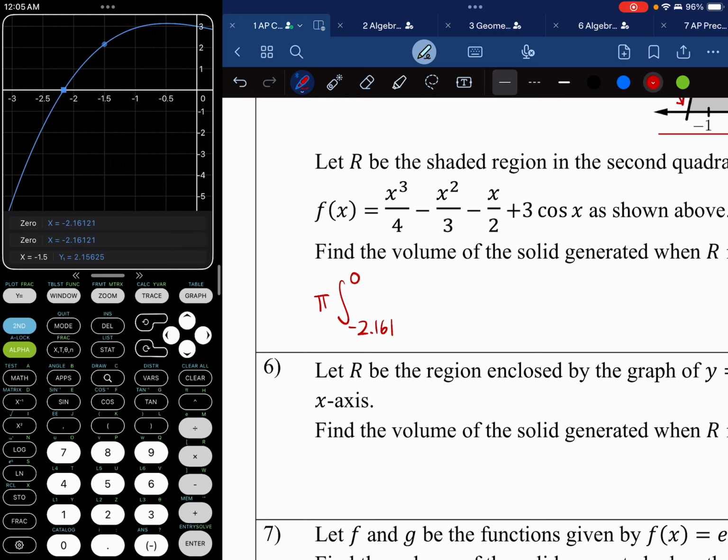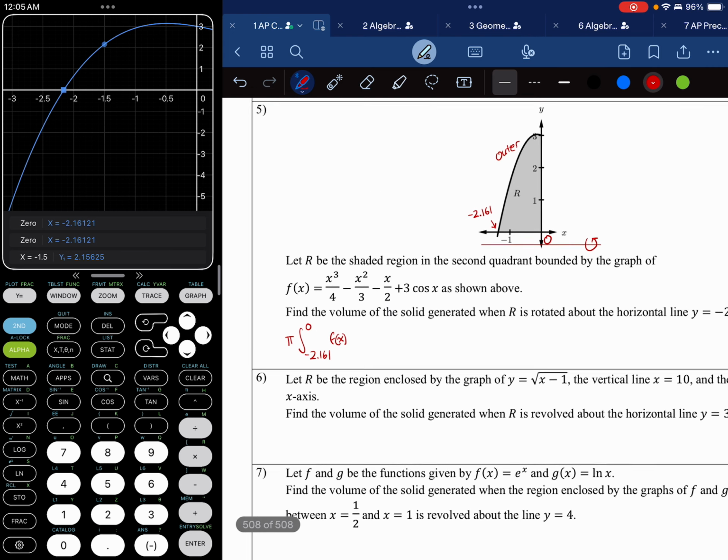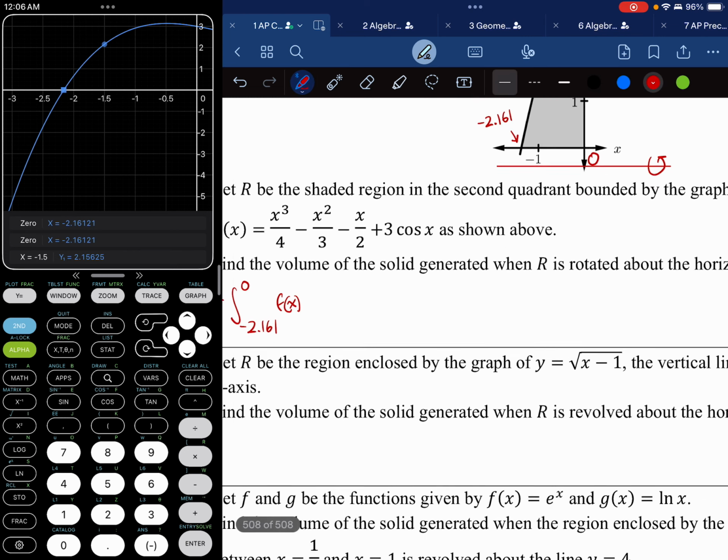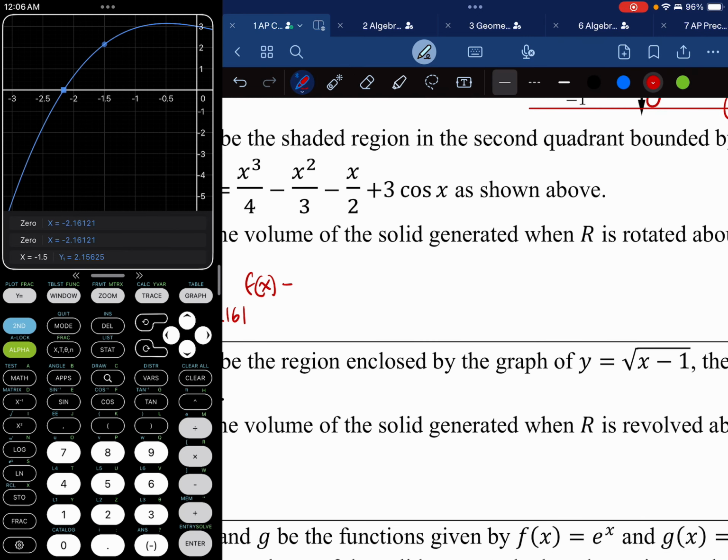And then it's that function, f of x, which I don't want to write down all over again. And then I'm rotating it around this line. So I'm going to subtract. You always start out by writing the minus sign, and then you can always change it to a plus sign in a sec.